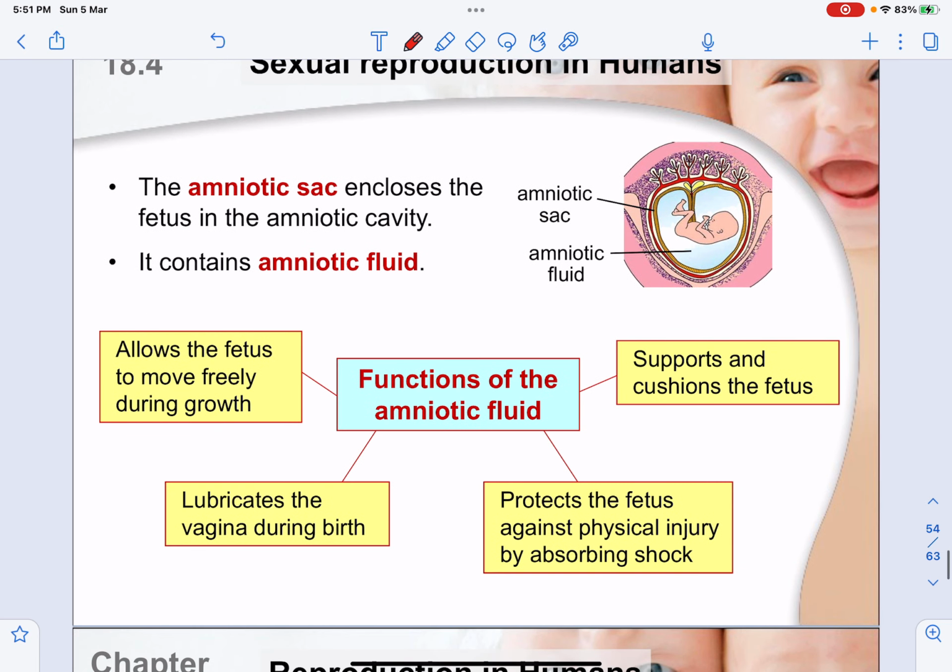So the amniotic sac will enclose the fetus in the amniotic cavity, and this contains amniotic fluid. For the functions of the amniotic fluid, it allows the fetus to move freely during growth. It lubricates the vagina during birth, and of course protects the fetus against any form of physical injury by absorbing shock. It also helps to support and cushion the fetus, so preventing any form of physical or mechanical injury to it.